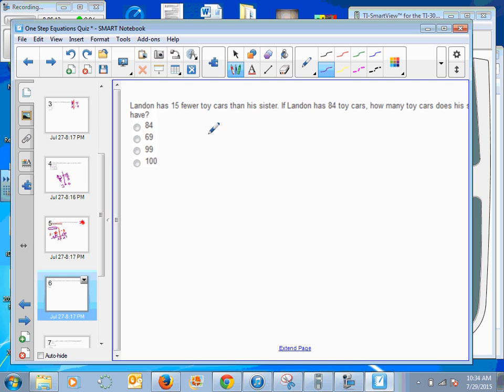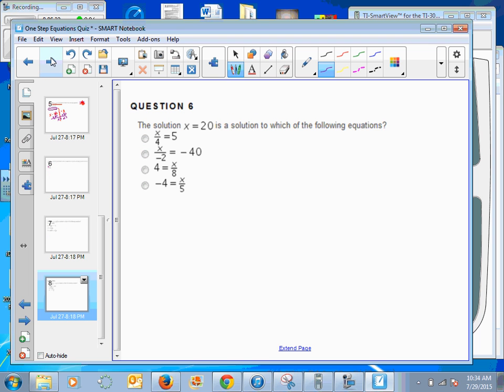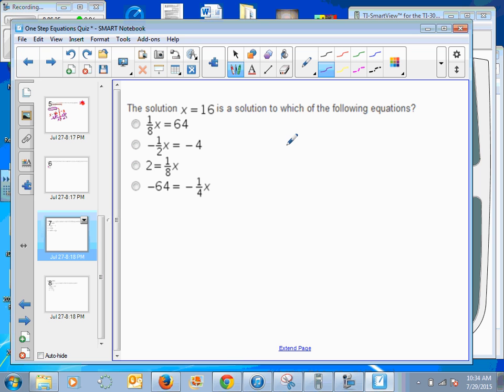Landon has 15 fewer toy cars than his sister. If Landon has 84 toy cars, how many toy cars does his sister have? Well, rather than set up the equation, we're going to move to the next one. We're just going to say that's 99, 84 plus 15 for the 99. We'll stop with this one. This will be our last one.